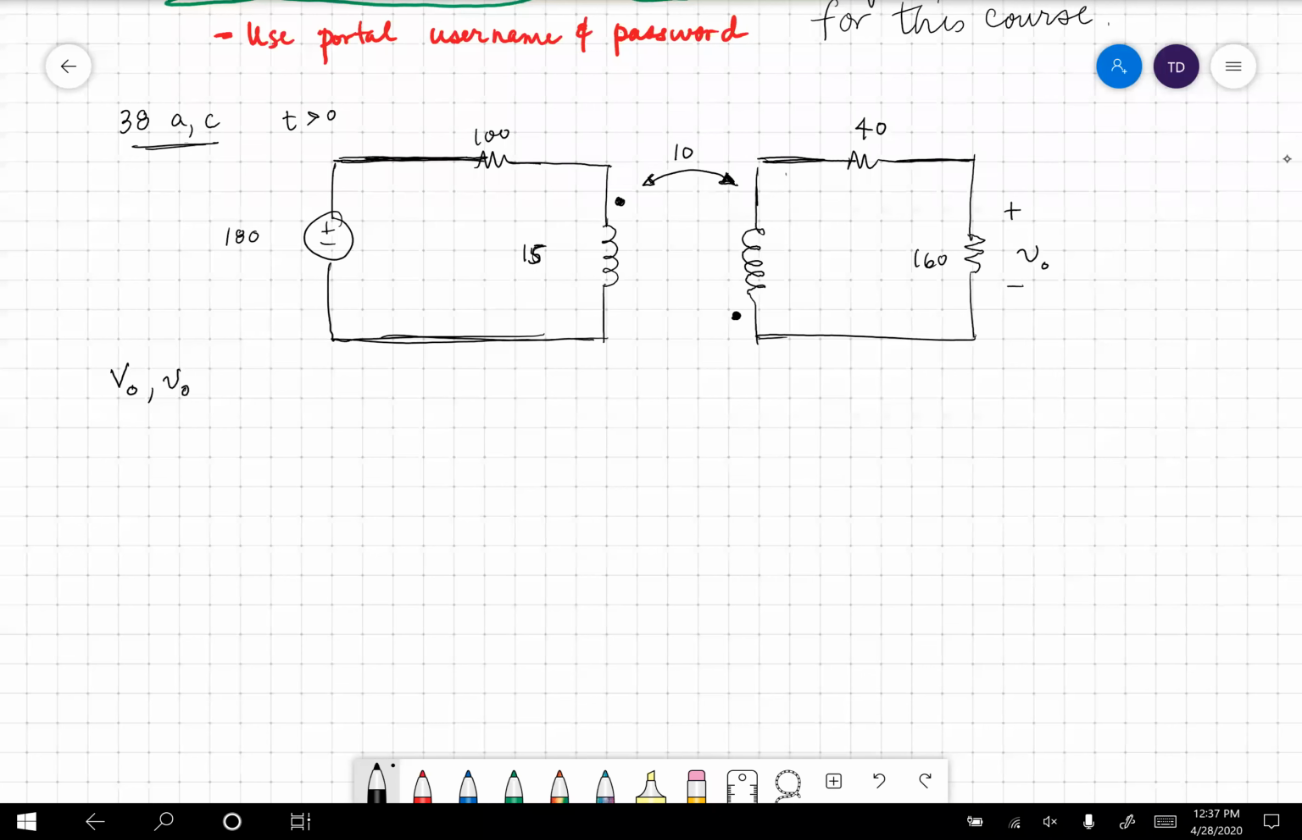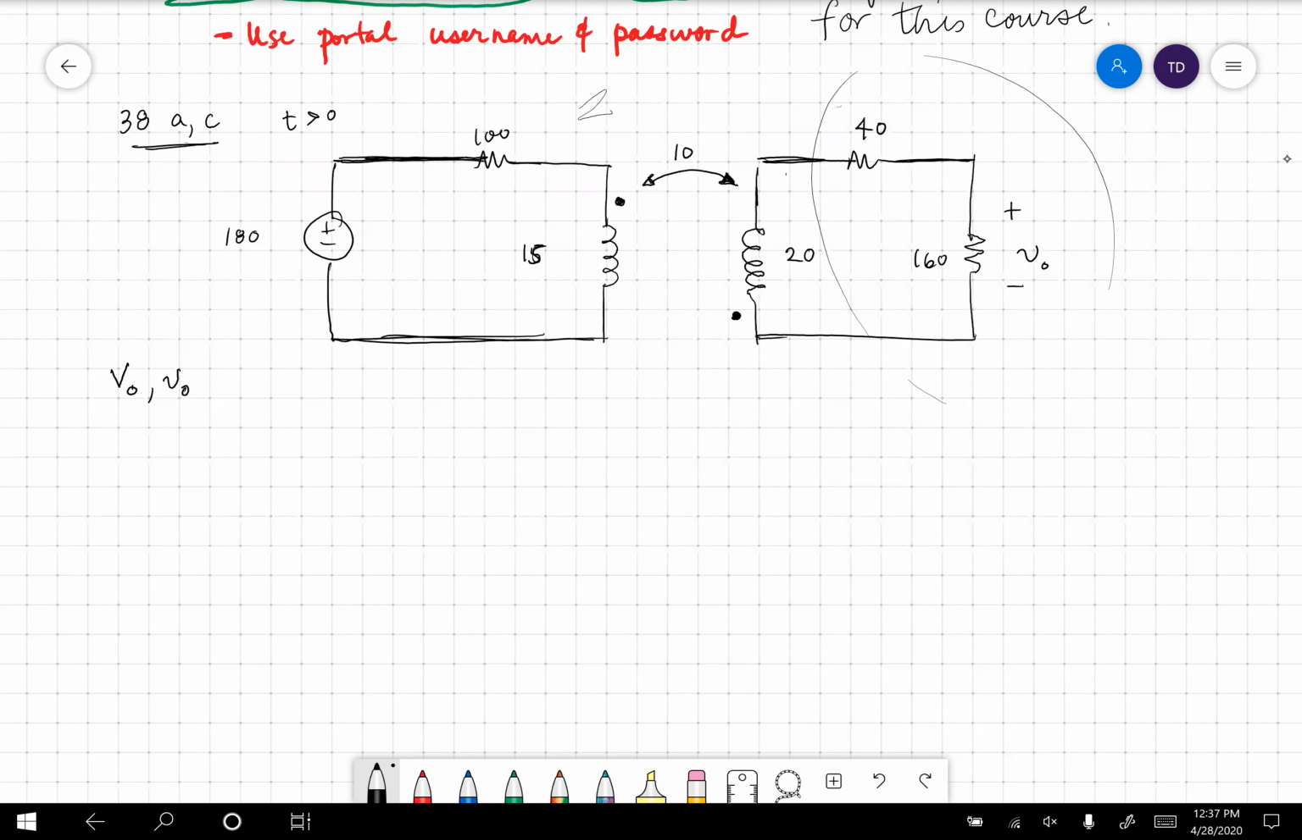Because if this was a transformer, we could transform this impedance and bring it over to the other side. So there's several things. Number one is we have values for these inductors. For a transformer, the inductance value goes to infinity. So you would never have an inductor value labeled on a transformer. Instead, you would have this ideal transformer. We don't have that here.